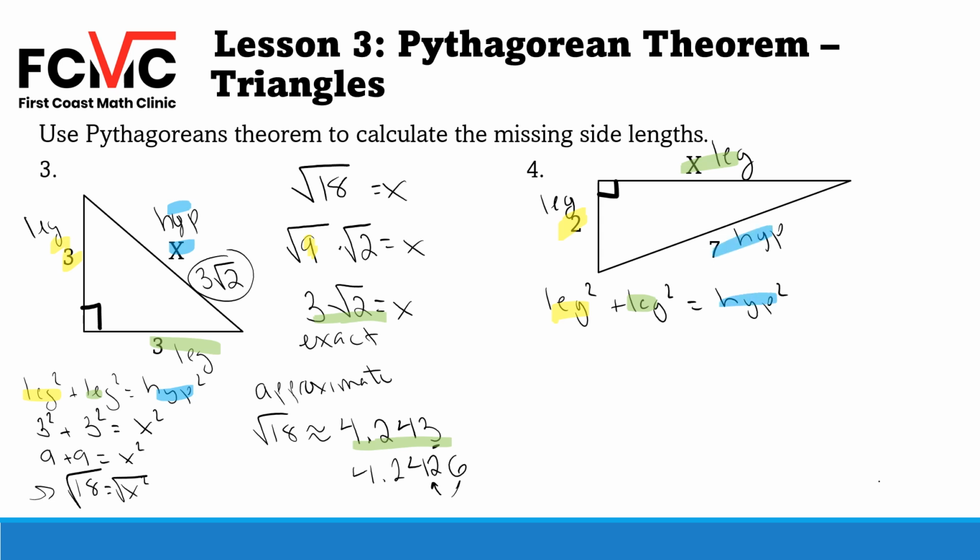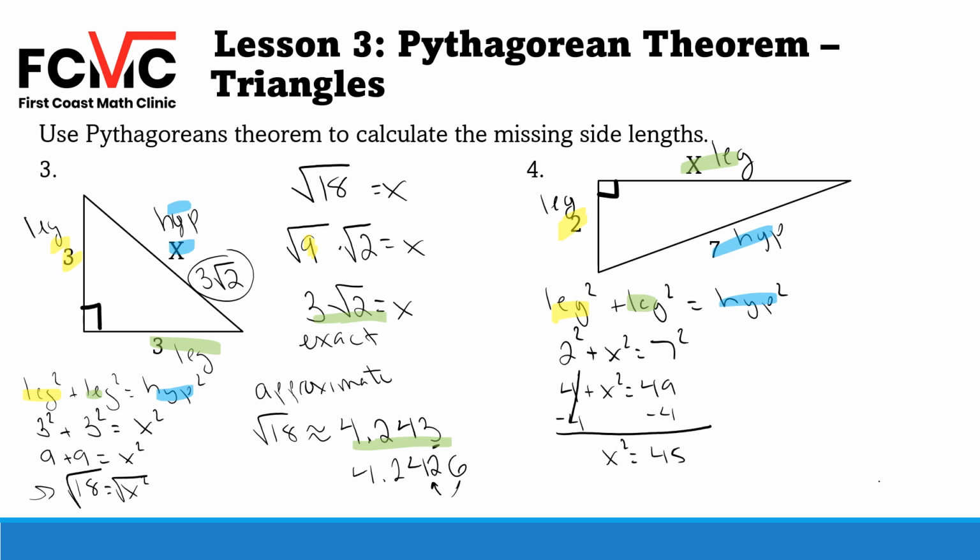Hypotenuse is going to be 7, so let's replace those values. So we'll have 2 squared plus x squared equals 7 squared. 2 squared is 4, plus x squared equals 49. Let's get the x squared by itself, so I'll subtract 4, and 4 cancels out on the left. I get x squared equals 45.